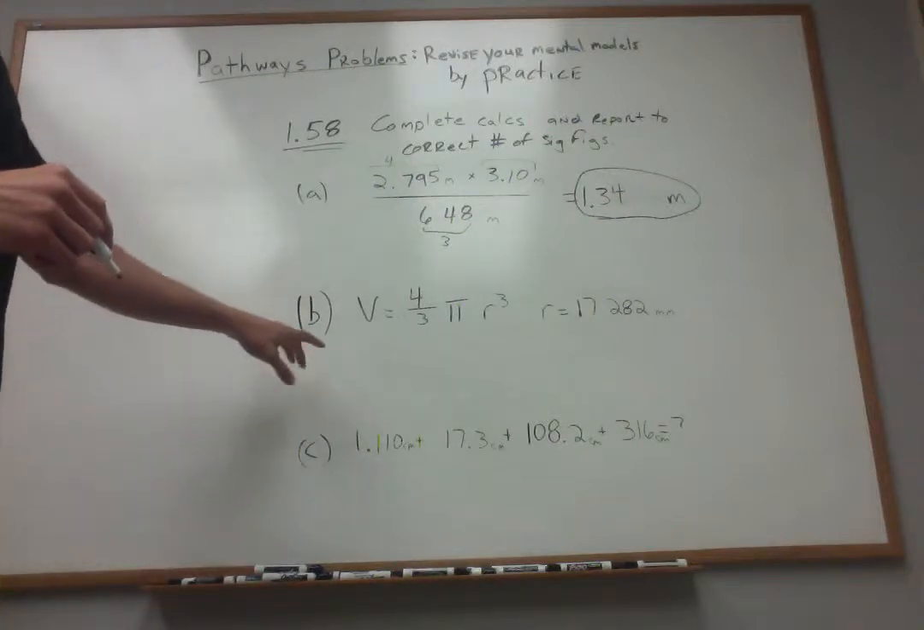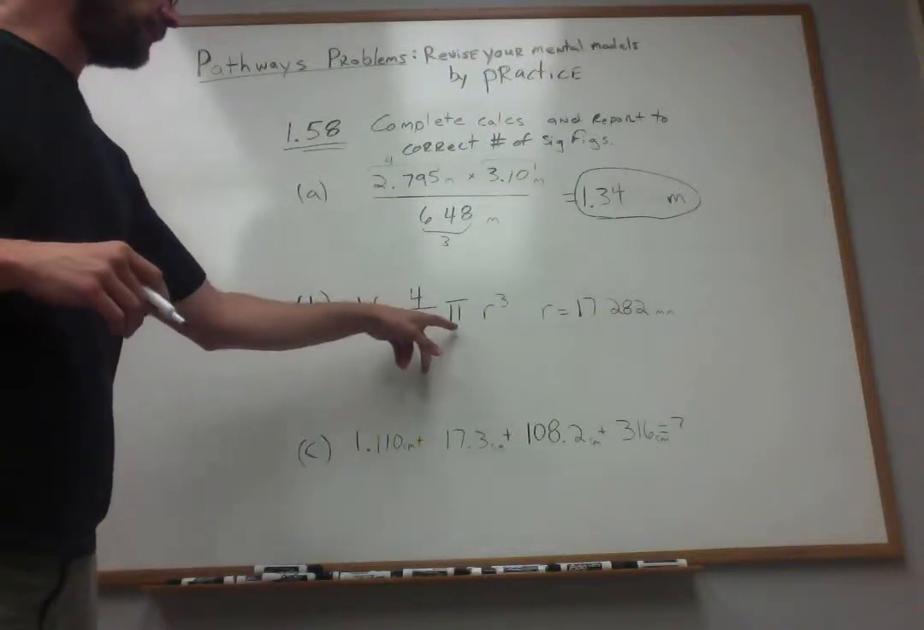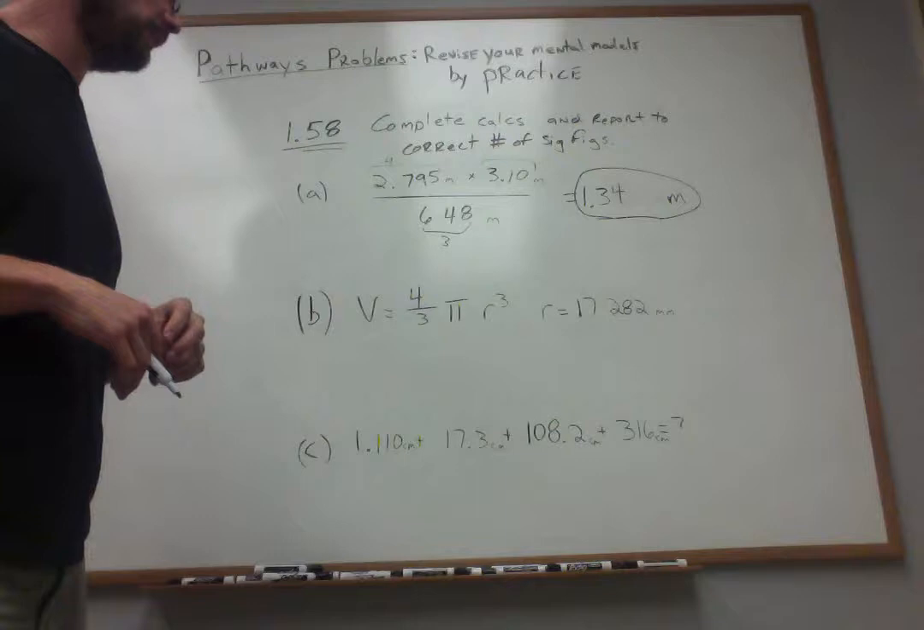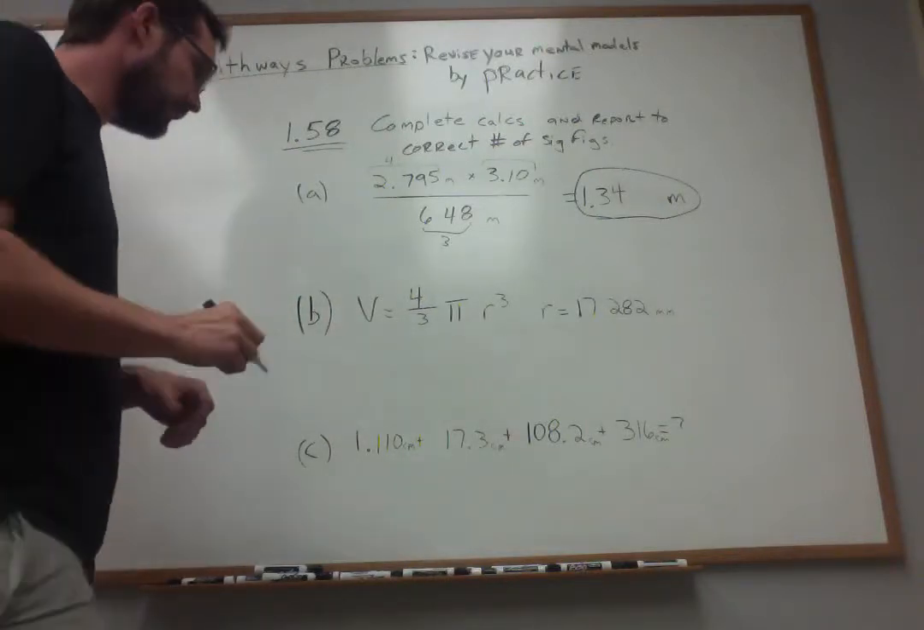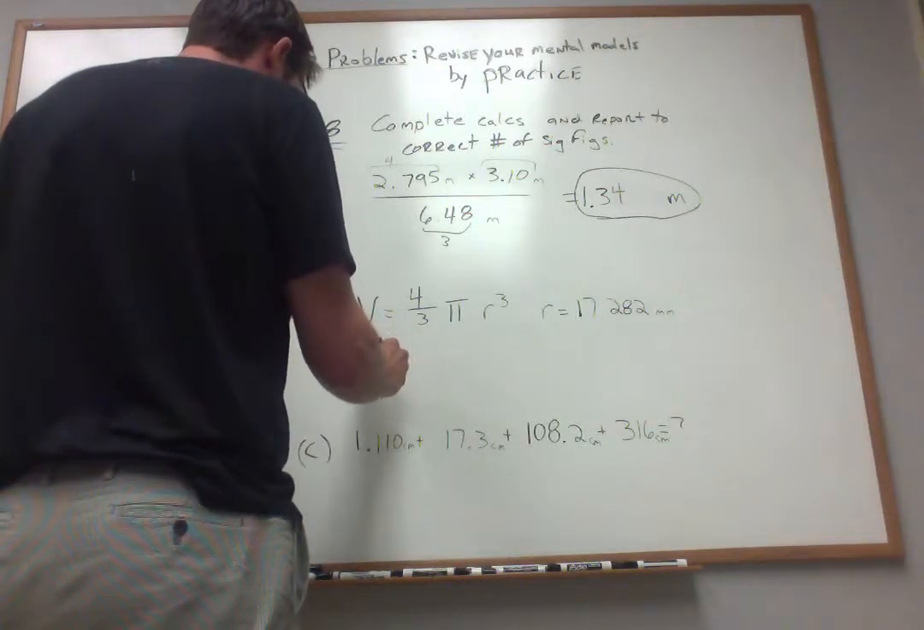All right. In B, they give us this formula for the volume, 4/3 pi r cubed, and they tell us that the r is 17.282 millimeters. Compute the answer to the correct number of sig figs. Okay, so let's think about this. This one's got a little bit of a different thing going on.